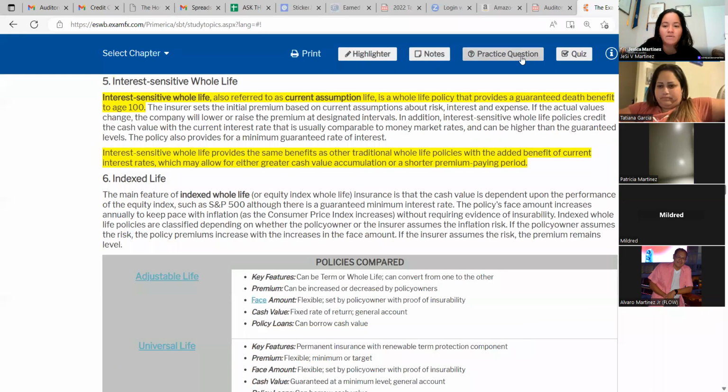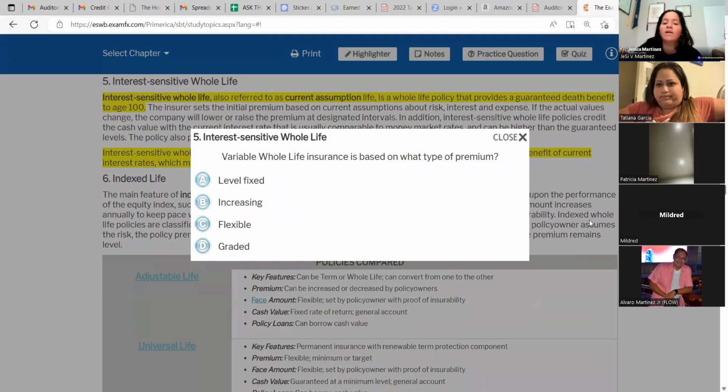A little bit more down. Variable whole life insurance is based on what type of premium? Level fixed, increasing, flexible, or graded? So a variable whole life. Ellis thinks it's flexible. Me too, I think the same.